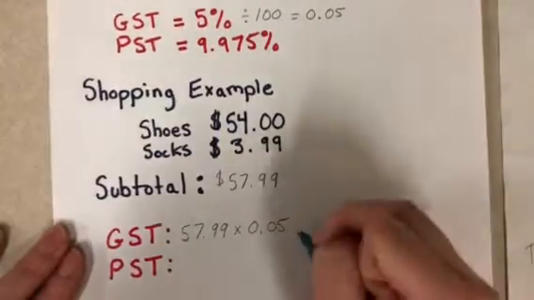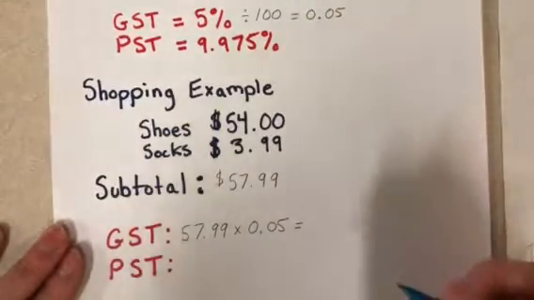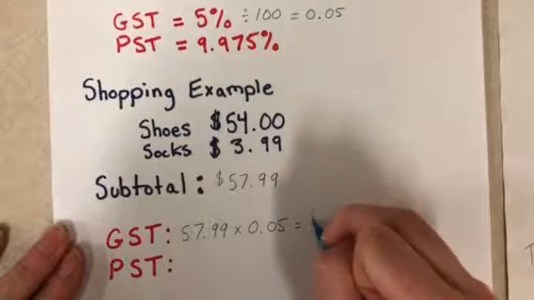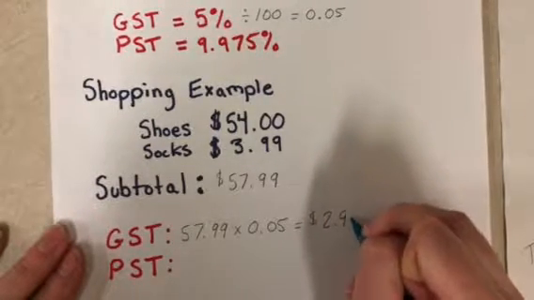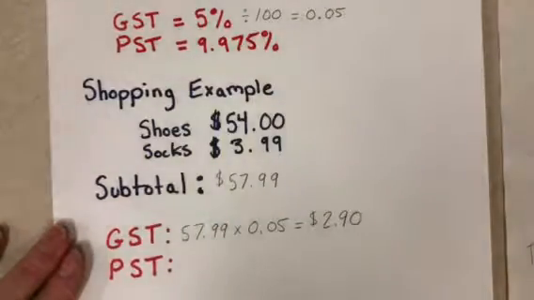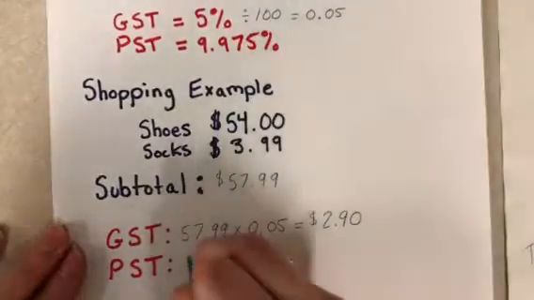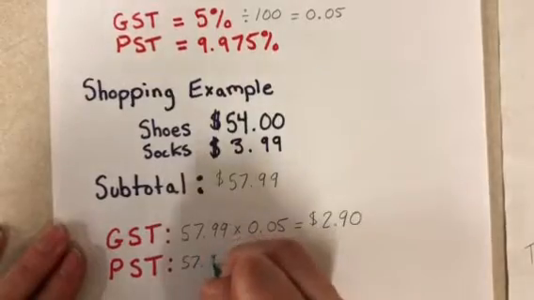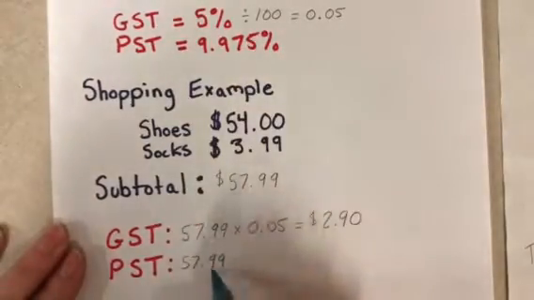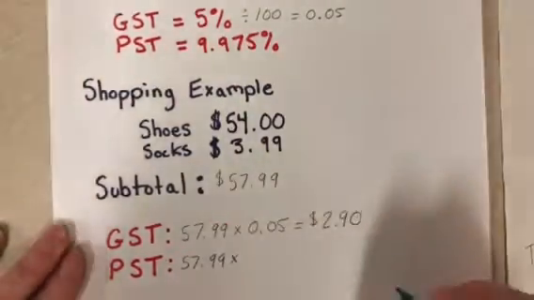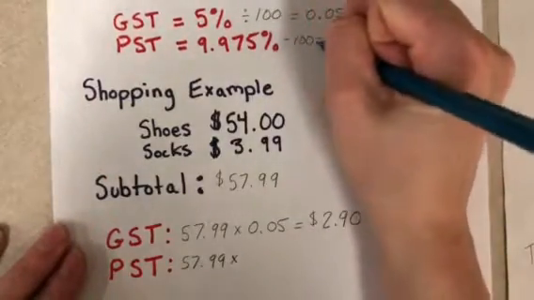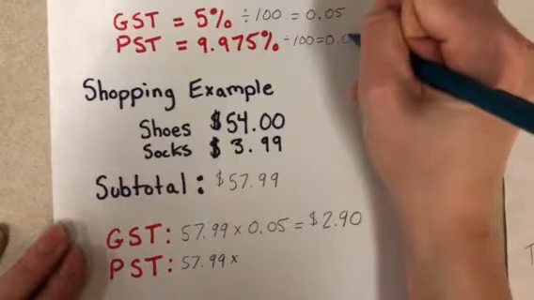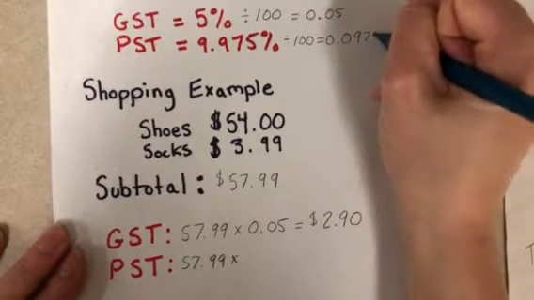So now doing this operation, if we plug it in our calculator, we are going to get 2.990. Then you do the exact same thing, but for PST. So you're going to take, again, that subtotal amount. You're going to multiply it by the decimal that you find from your percentage here.